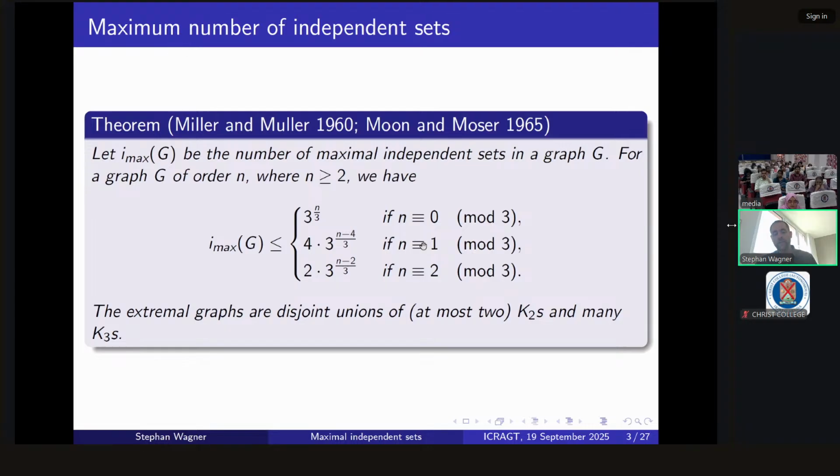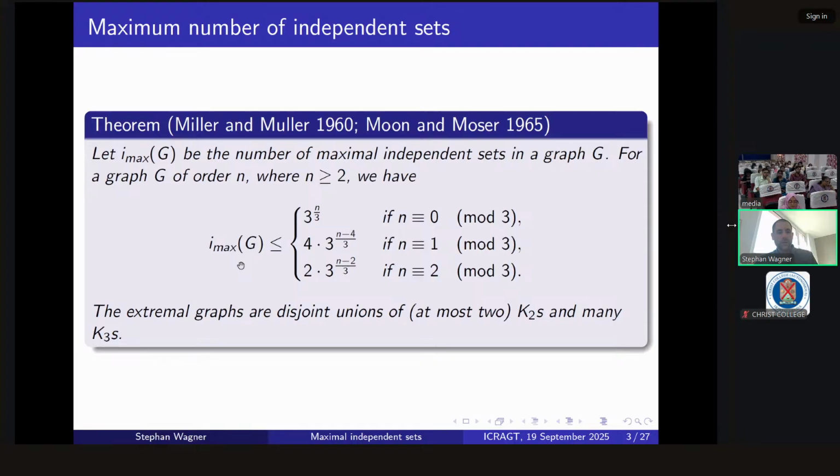That's in the cases where n is not divisible by 3. So if n is 1 mod 3, we need to add one such component, that's a K2, and if n is 2 mod 3, we have to add two components that are K2s to reach the upper bound.